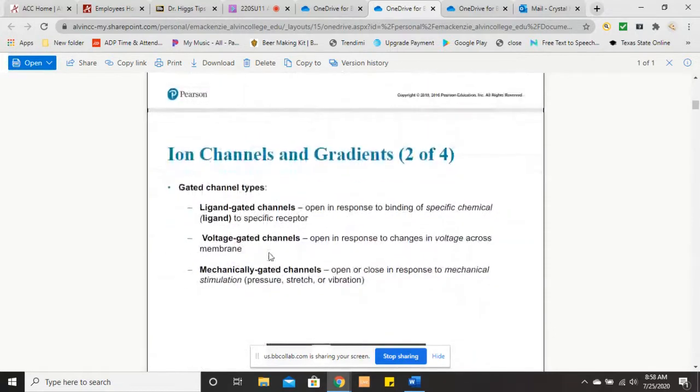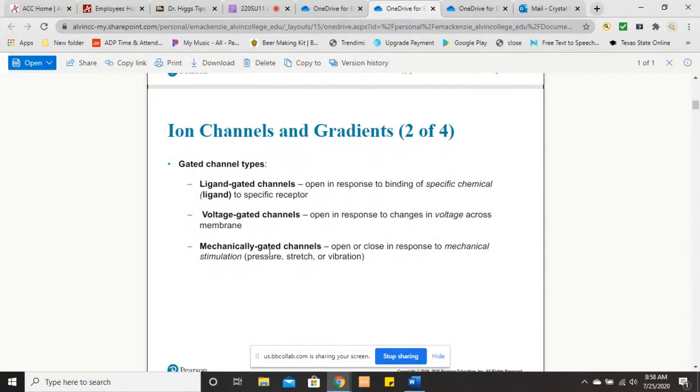And we look at different gated channels up close. If you're a ligand gated channel, this is a channel that's normally closed and you need a specific chemical to open it. The specific chemical is called a ligand. Some channels are typically closed and you need to change the voltage across the membrane to open them. You need to change that charge across the membrane to open it. We call those voltage gated channels.